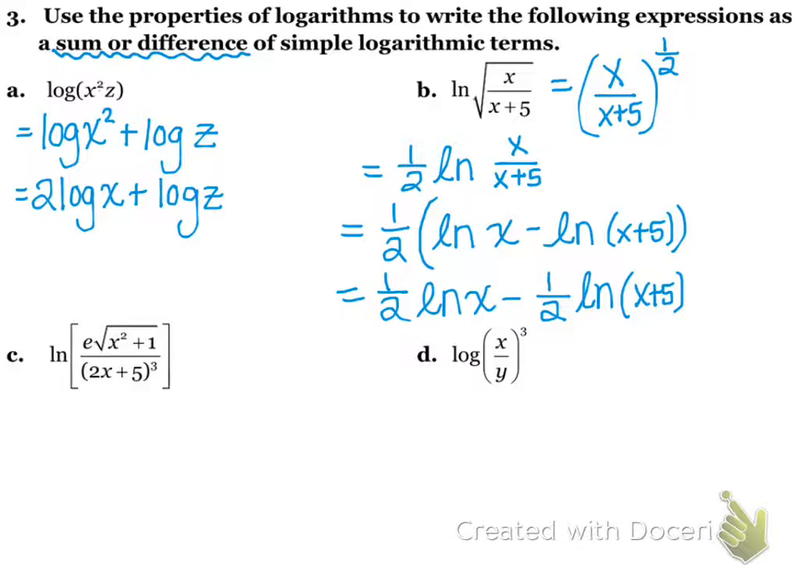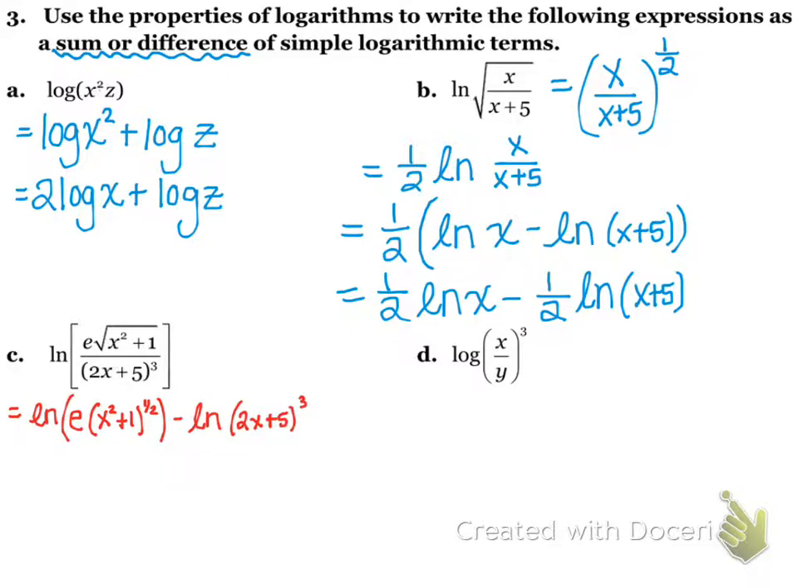Okay, C. C is quite involved. But you just have to note what is a property and what is not. So the first thing I see is the quotient property. So I'm going to write it as ln of E, and then I'm going to change that root into a power of 1/2, all at the same time. So these are the two things I'm doing. Minus, because we're dividing, by the argument 2x plus 5.